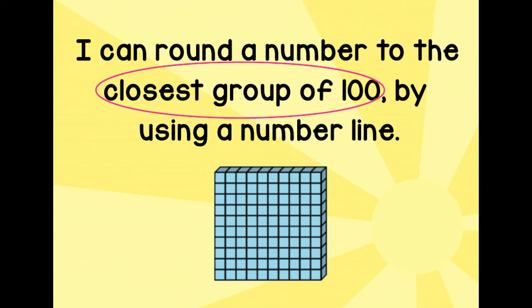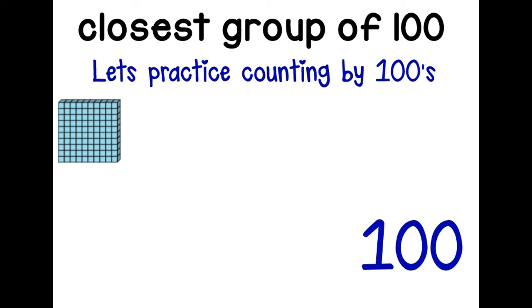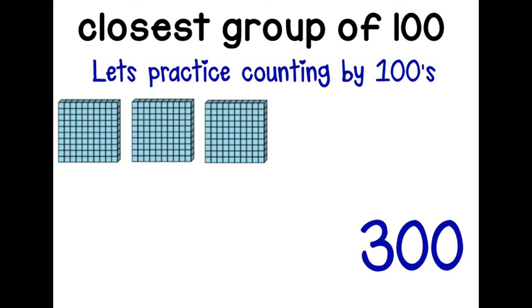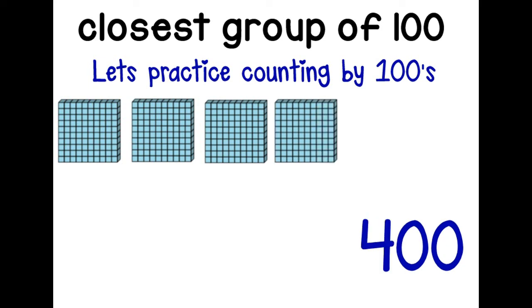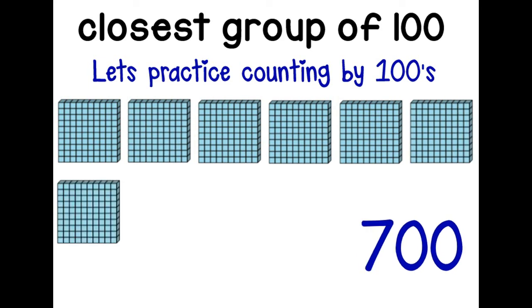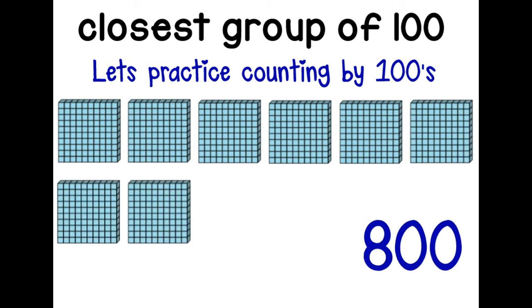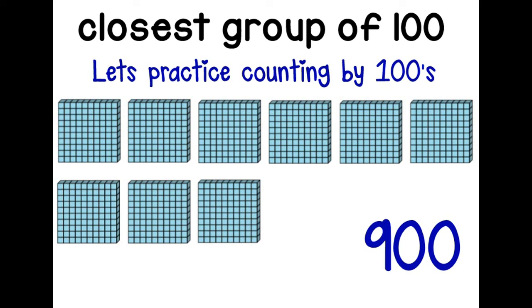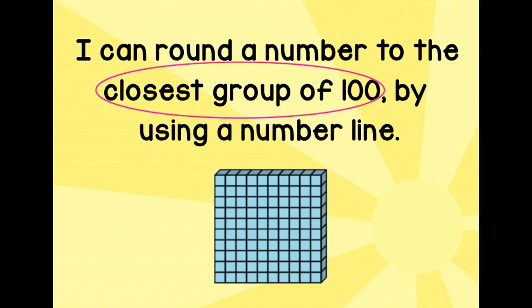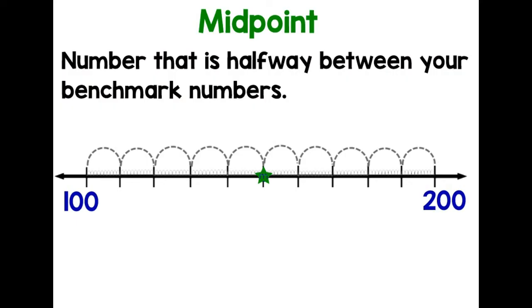To begin, let's practice skip counting by 100s. 100, 200, 300, 400, 500, 600, 700, 800, 900, 1,000. When rounding to the closest group of 100, we will also need to find the midpoint.